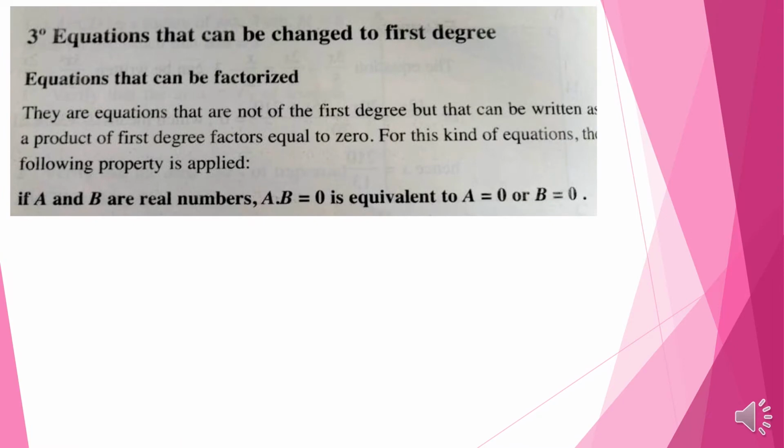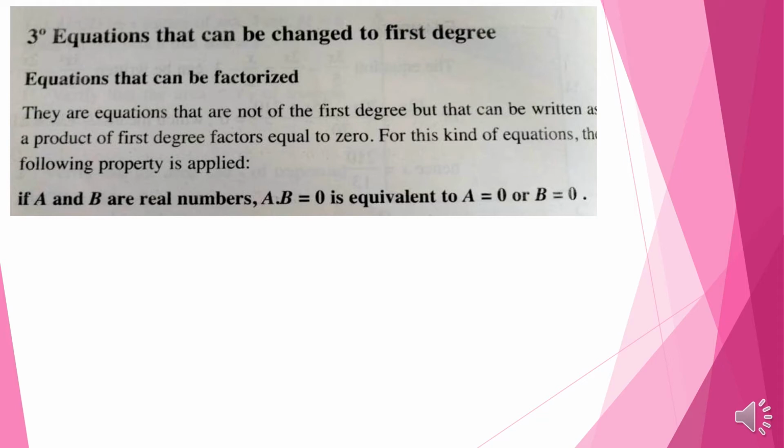Some equations can be changed to the first degree. Equations that can be factorized are equations that are not of first degree, but that can be written as a product of first degree factors equal to 0. For this kind of equation, the following property is applied. If a and b are real numbers and a times b equals 0, that means a equals 0 or b equals 0.